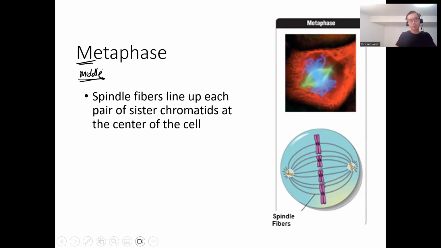Next is metaphase. M for middle. You can remember that. The spindle fibers again connect to the centromere, and then there's going to be a tug of war that pulls the chromosomes one way or the other until they all line up in the middle of the cell, like this. So spindle fibers line up each pair of sister chromatids at the center of the cell.